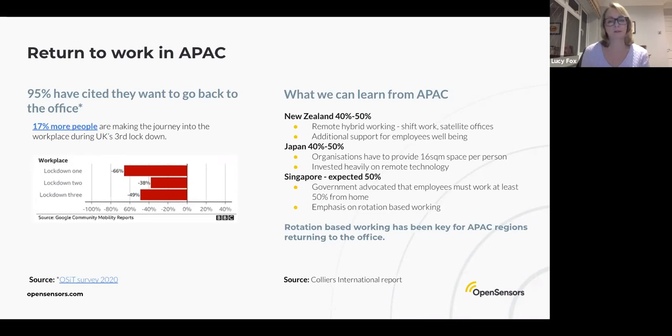When looking at Singapore, the government advocated that employees must work from home at least 50% of the time. What is clear is that no matter where we are in the world, we are all following similar patterns. We are all having the same challenges that we need to understand, and we can all see that rotation is definitely a phased return to the workplace. And terms like hybrid working are becoming the natural things that we need to plan for.